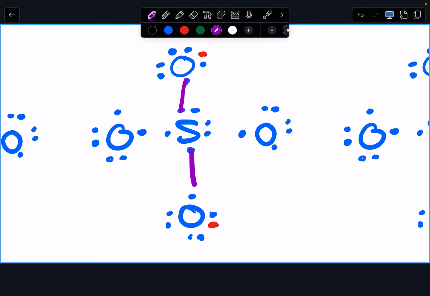Single bond to these ones because they only have the 1 unpaired electron. And then double bonds to the ones that have 2 electrons that are unpaired. This is what sulfate actually looks like.